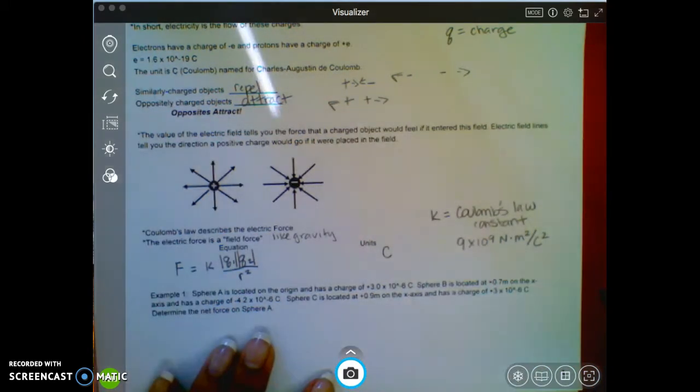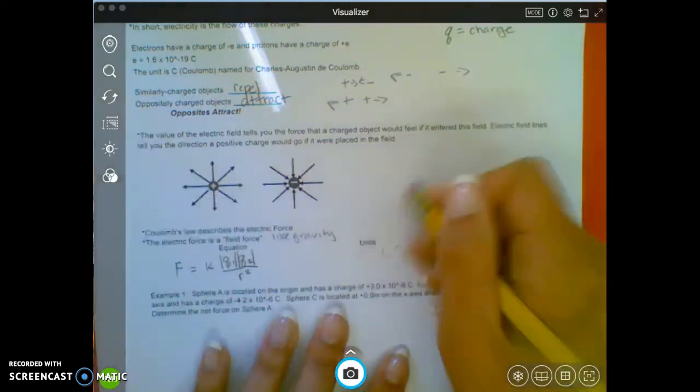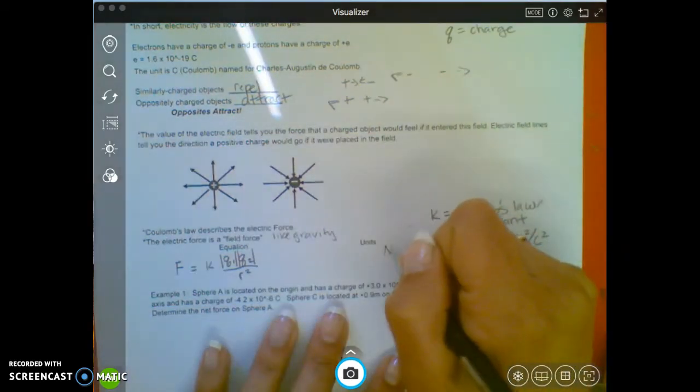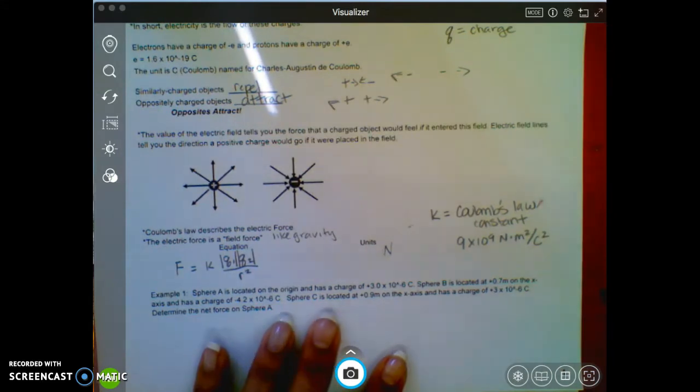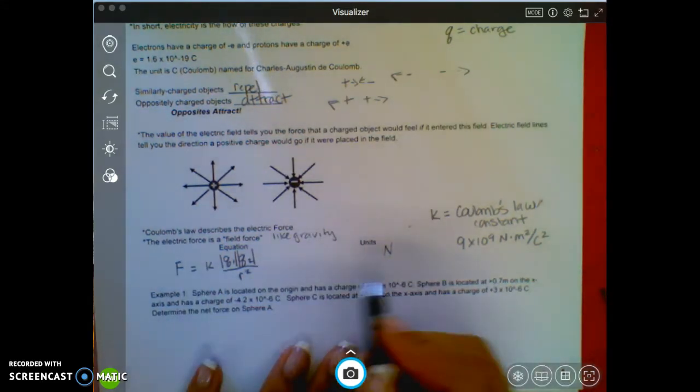I'm sorry, I messed this one up. The force actually comes out in newtons, not coulombs. Sorry about that. So go ahead and fix your notes. This should say newtons. Force is always measured in newtons. Sorry about that. It's just to make sure that this force comes out in newtons.